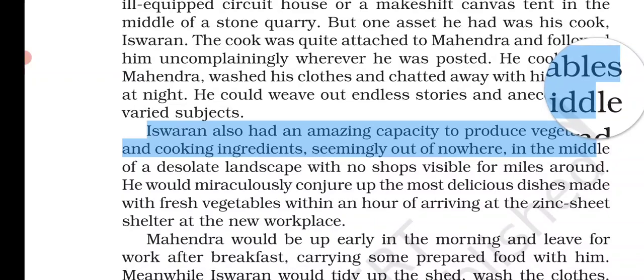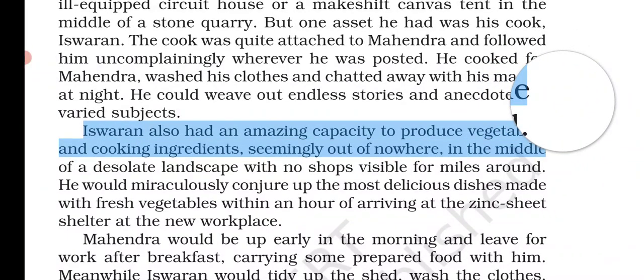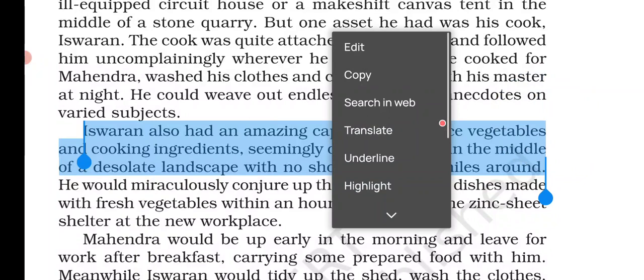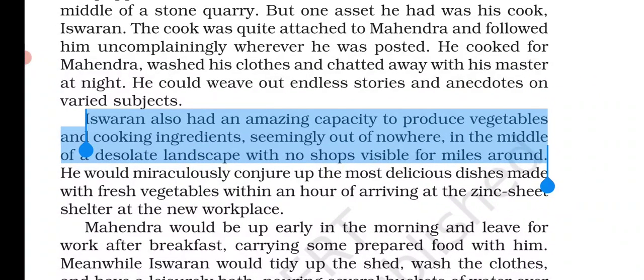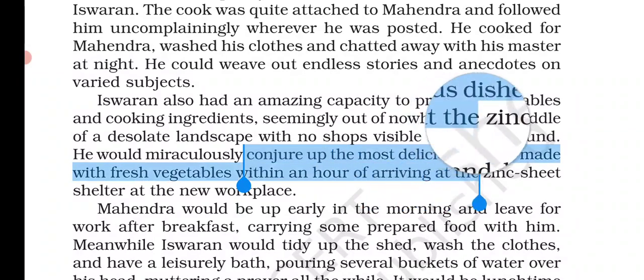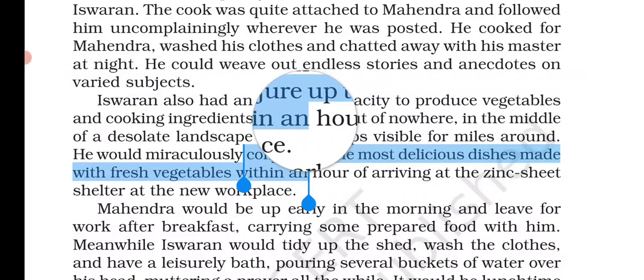Ishwaran also had an amazing capacity to produce vegetables and cooking ingredients seemingly out of nowhere in the middle of a desolate landscape with no shops visible for miles around. I think this adds more feathers to Ishwaran's cap, because he is a good storyteller, he is also a good cook, and on top of that, desolate means empty. And conjure up: he would miraculously conjure up the most delicious dish made with fresh vegetables within an hour of arriving at the zinc sheet shelter at the new workspace.